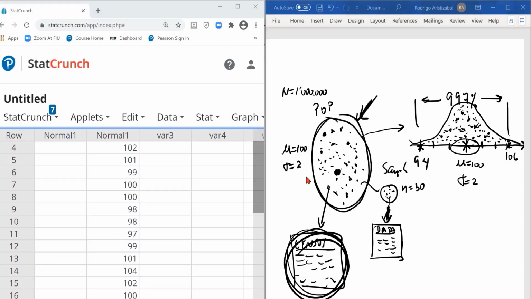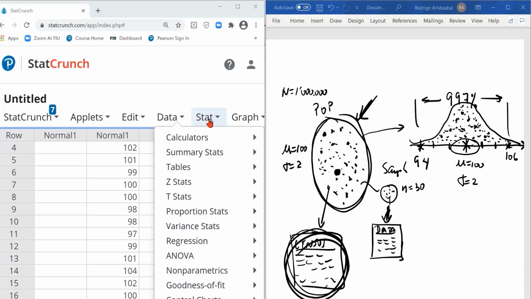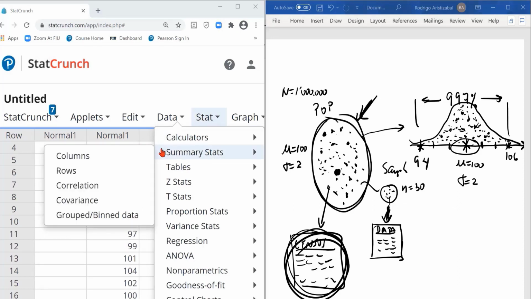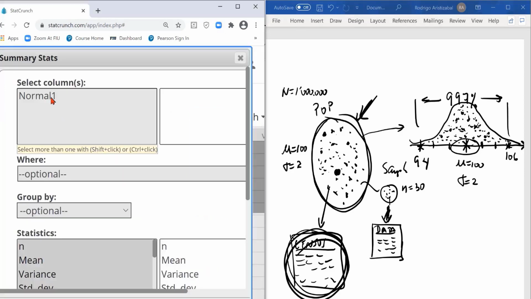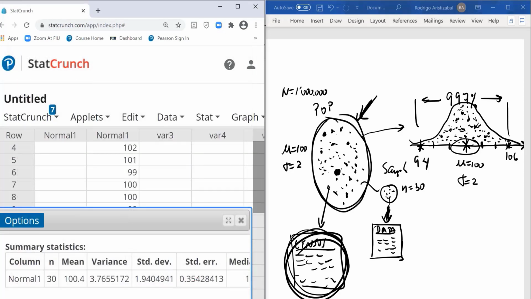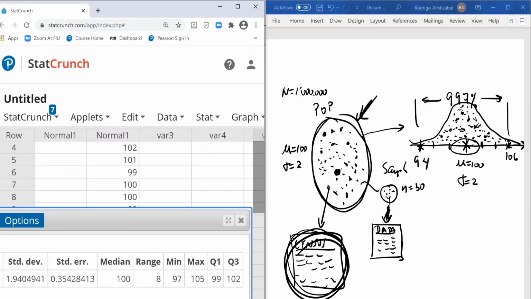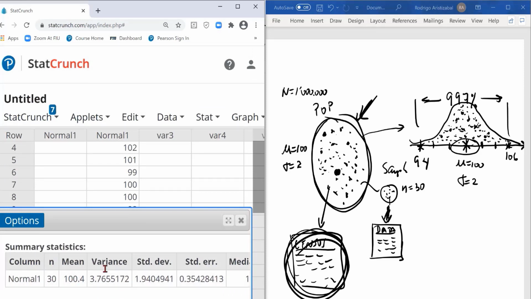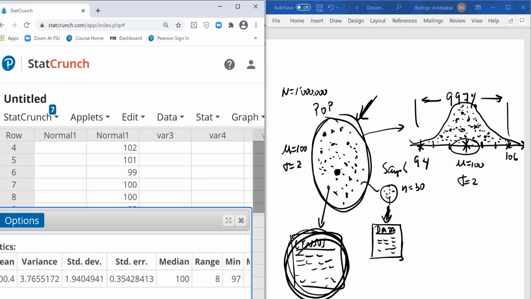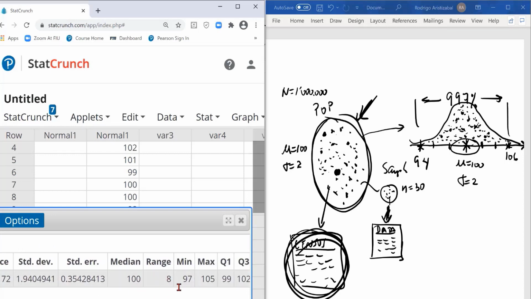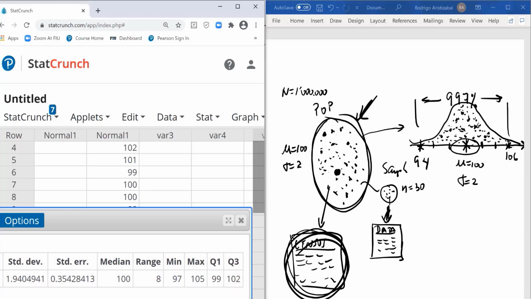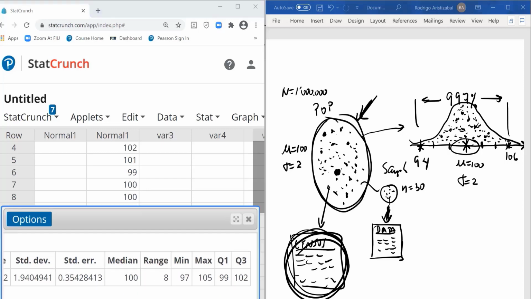StatCrunch also gives me the summary of the most important statistics. We have to go to Stat, Summary, then my data is located in the column Normal 1, then Compute. These are the most important statistics. Here we have the mean, the variance, the standard deviation, the standard error. I will explain this later in chapter 6. Then the median, range, minimum value, maximum value, the first quartile, and the third quartile. The second quartile, remember, is the median.